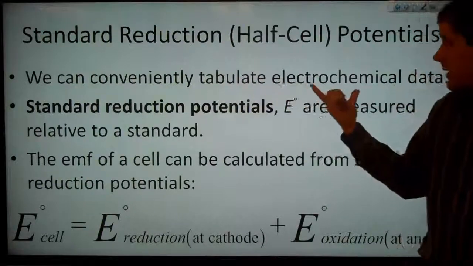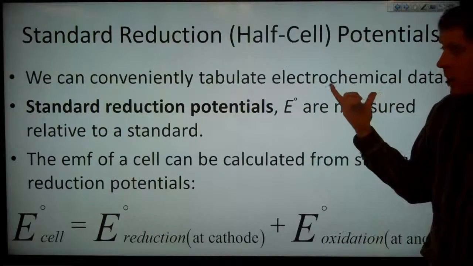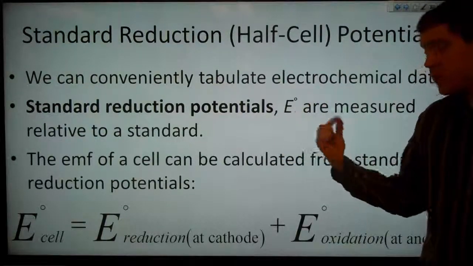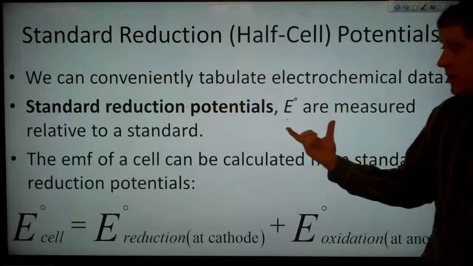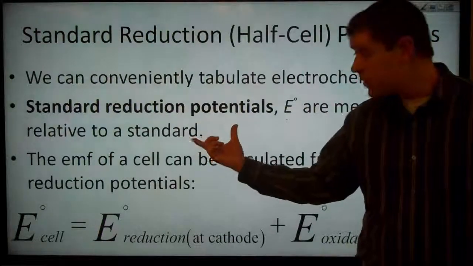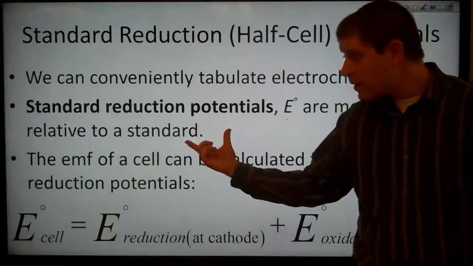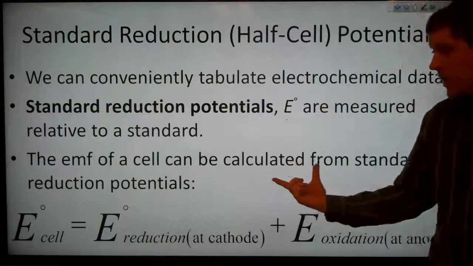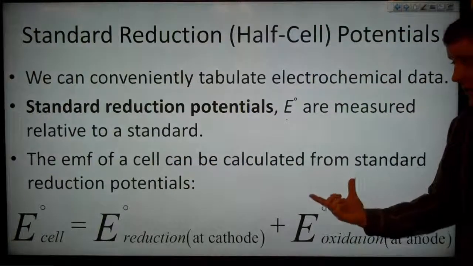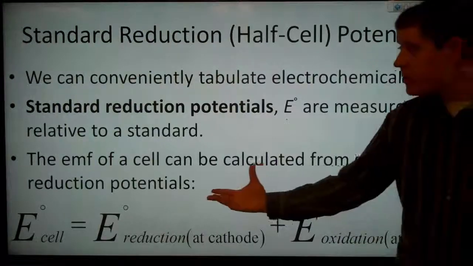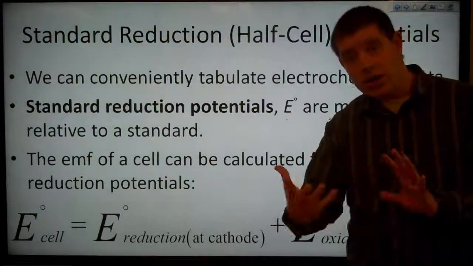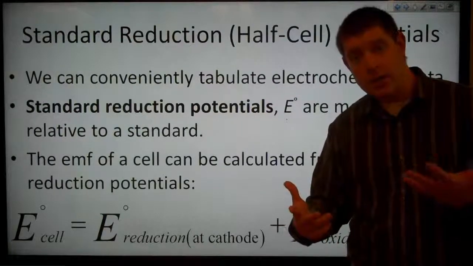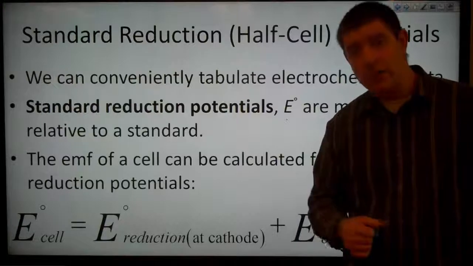So we can conveniently tabulate electrochemical data using standard reduction potentials. So these are the standard potentials that are measured relative to some standard. We're using standard state here. So the EMF of a cell can be calculated from the standard reduction potentials. Note that we're using reduction potentials because reduction is simply the opposite of oxidation. So we could use both reduction and oxidation potentials, but then our table has to be twice as big.